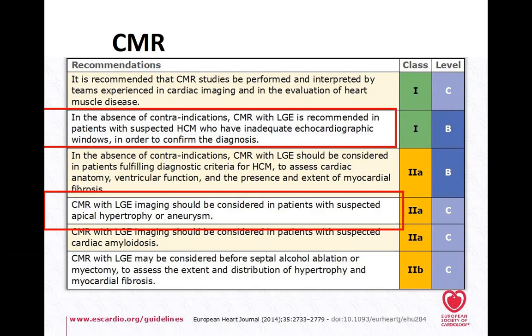In the absence of contraindication, cardiac MR should be considered in patients fulfilling diagnostic criteria to assess the cardiac anatomy and ventricular function. So even if the patient does not have inadequate echo, you could still get an MRI as class 2A. Cardiac MRI imaging should be considered in patients with suspected apical hypertrophy because, as we said, remember in the previous slide, the cardiac MR has better visualization for the apex.